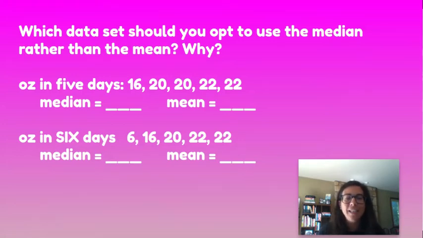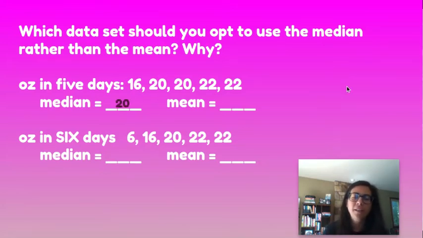So in 5 days, this person drank a 16 ouncer, a 20 ouncer, 20 ouncer, 22 and 22. And then in another, that says 6 days, but it's really supposed to be 5. It's supposed to say 5. I'm not going to fix it now. So just pretend in your mind that this is 5. So another 5 days: 6, 16, 20, 22, and 22. If you notice, these sets are pretty similar to each other, except it looks like one of the 20s is now a 6. So let's just see how that affects the central tendency.